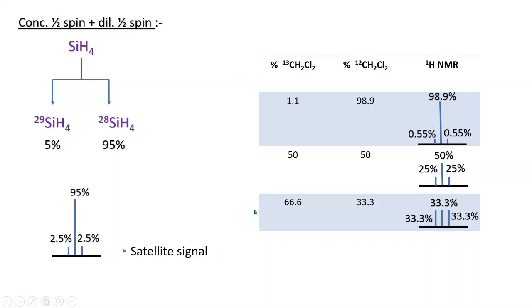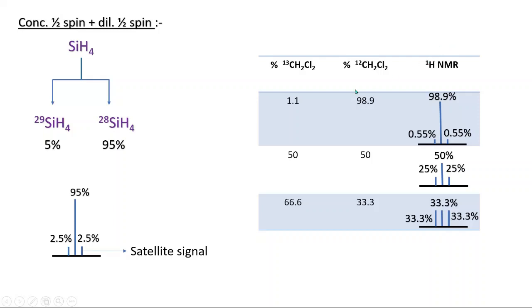Now come to this table. In this table I have taken the example of dichloromethane. If you see the percentage given here, 13C molecule is 1.1%, and the carbon 12 dichloromethane, having the carbon 12 isotope, has its percentage given in this column. Suppose you take 100% of the molecules: 1.1% will be this molecule and 98.9% this molecule. So what will the 1H NMR spectrum look like, having satellite peaks?